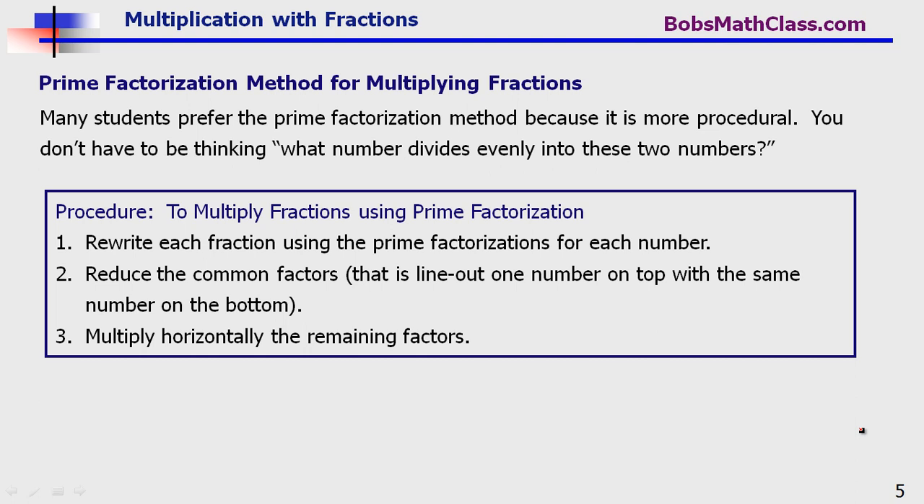Then we can reduce the common factors. That is, line out one number on top with the same number on the bottom. And you can reduce vertically and diagonally. So you can cross out numbers diagonally this time. And then our last step is to multiply horizontally the remaining factors. If there's only one number, then that's the numerator or denominator. Okay, so you might want to pause and write down the steps, and then we'll start an example.